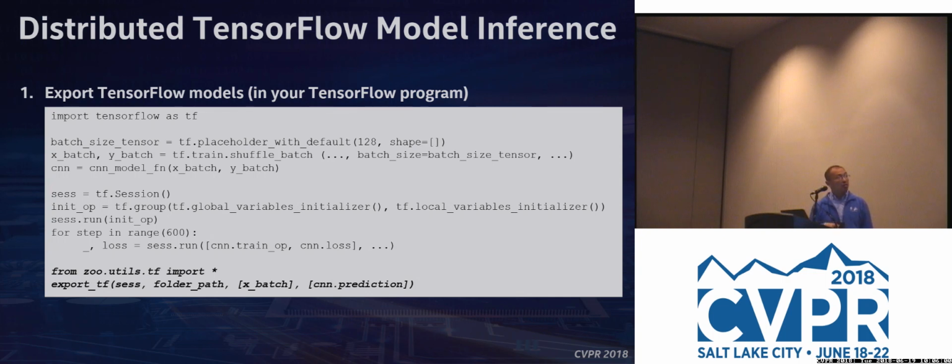When you're happy with the model, you can directly export the TensorFlow model using this utility provided by Zoo. Basically, you import this utility, and you can export your TensorFlow model directly from your TensorFlow program. This is the input tensor, and this is the output tensor, the input list of tensors and output list of tensors of your TensorFlow model. You can export that.